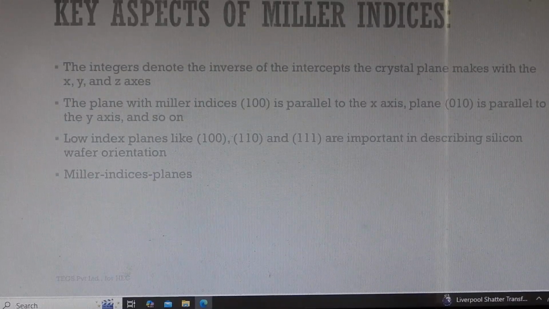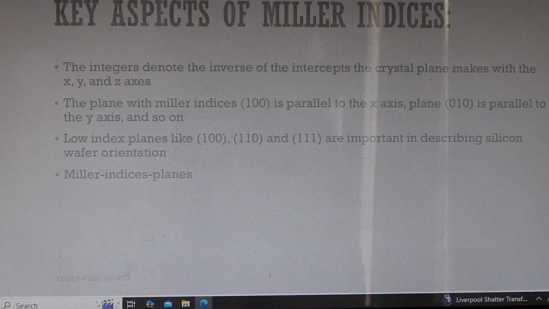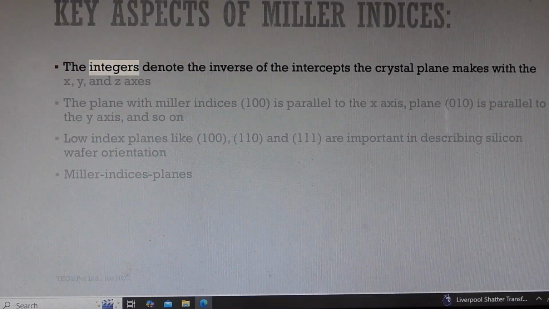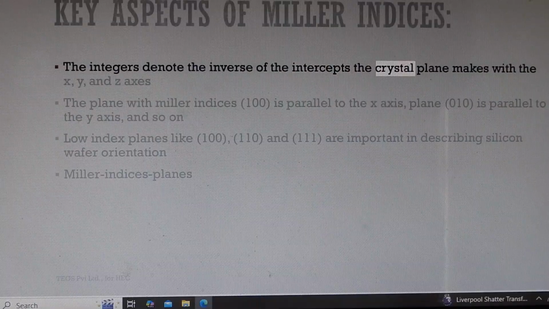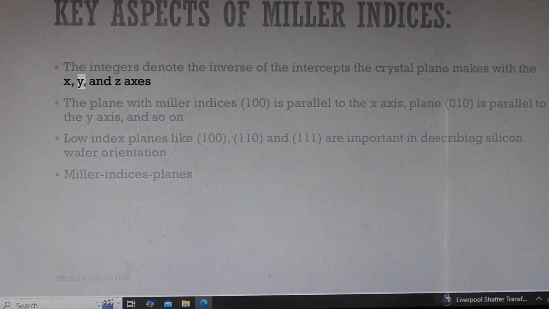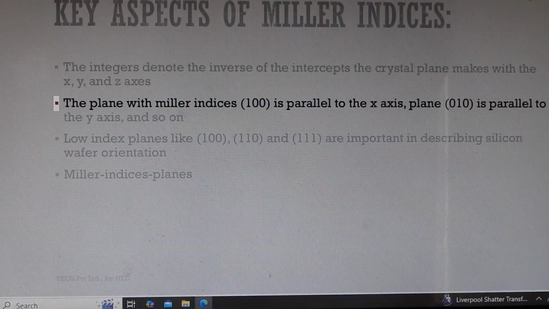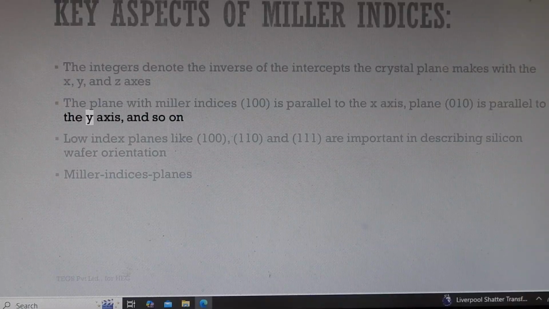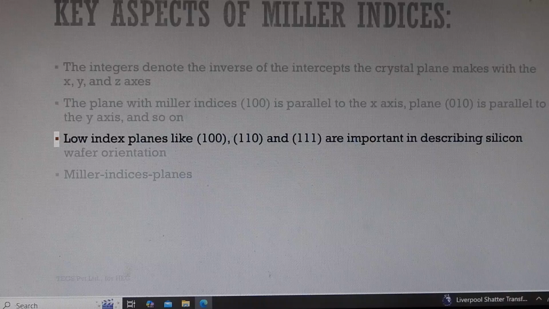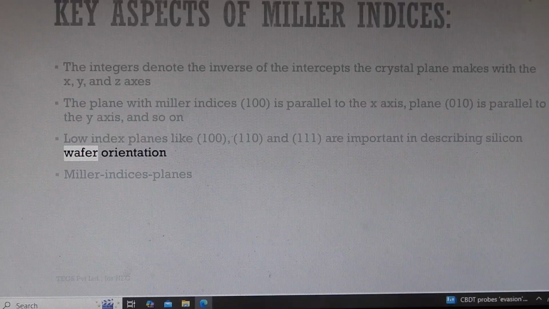Key aspects of Miller indices. The integers denote the inverse of the intercepts the crystal plane makes with the x, y, and z-axis. The plane with Miller indices 100 is parallel to the x-axis, plane 010 is parallel to the y-axis, and so on. Low index planes like 100, 110, and 111 are important in describing silicon wafer orientation.